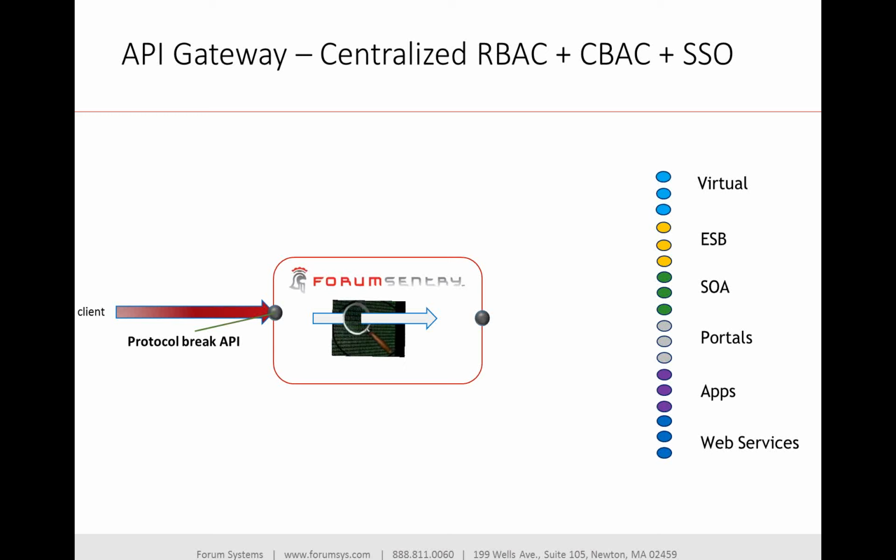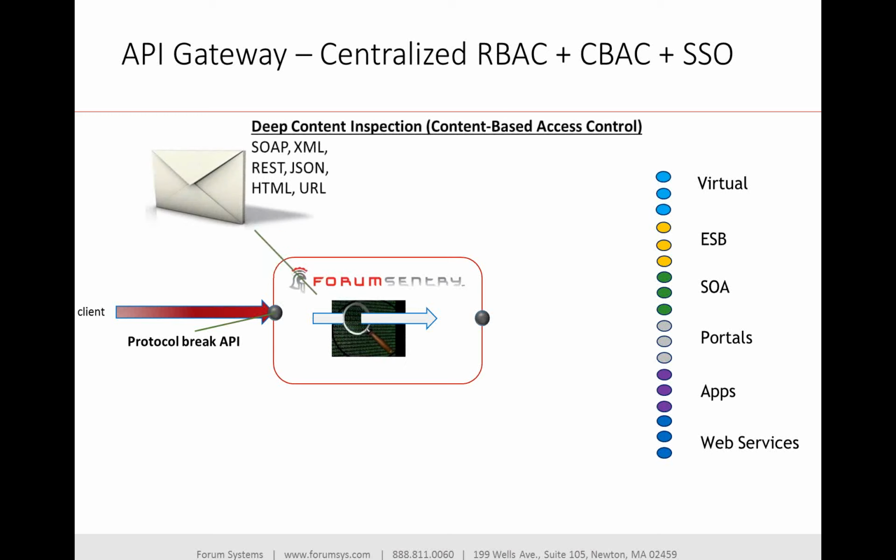So first, the inspection engine takes a look and cracks open that message payload and understands all the different variants of formats. So is it SOAP? Is it XML? Is it REST? Is it JSON? Is it HTML? Are there URL query string parameters? What are the different information flows? And then what are the policies that are expected to enable that client to communicate to the infrastructure service or API, and inspecting that and doing the content-based access control through all the underlying engines that understand all those data formats.